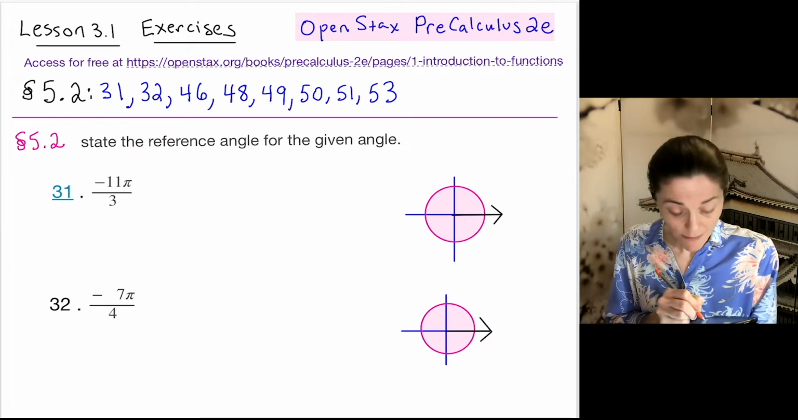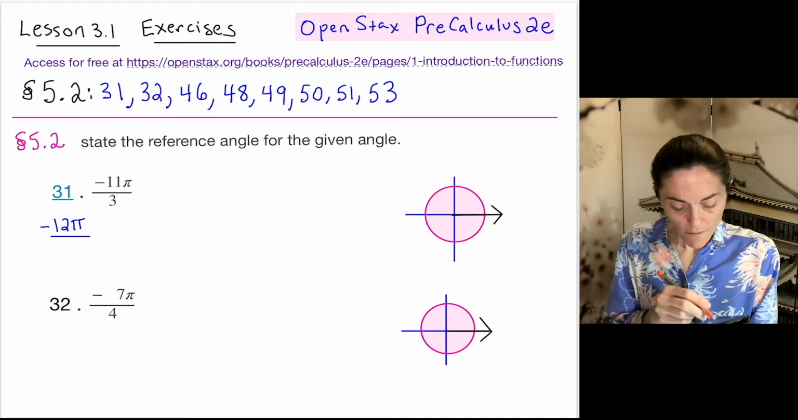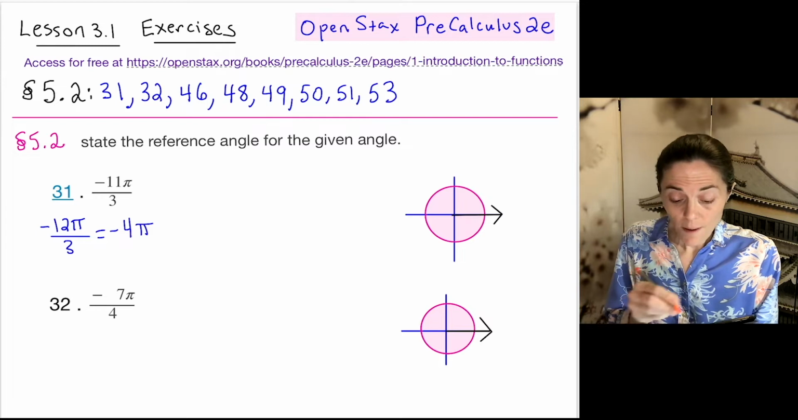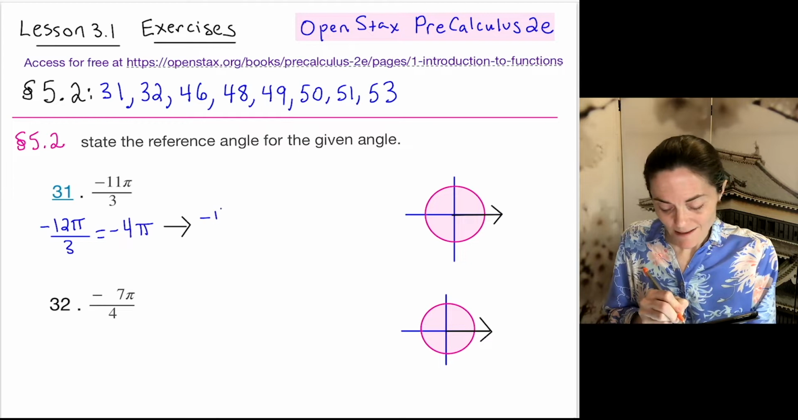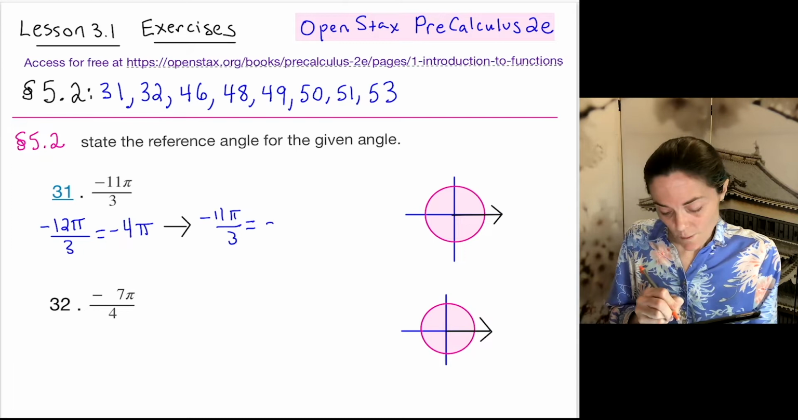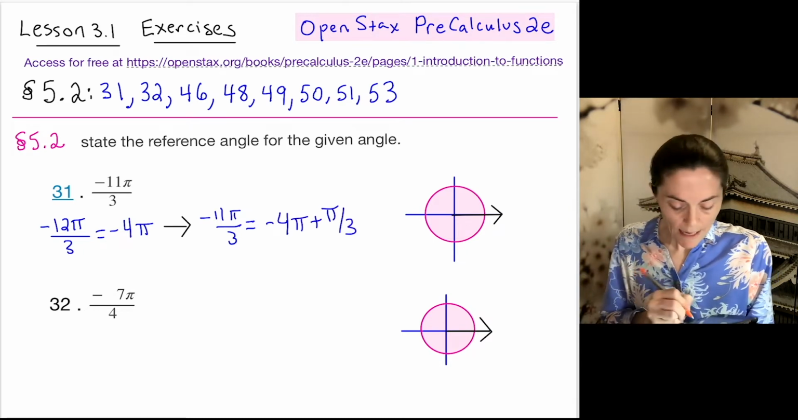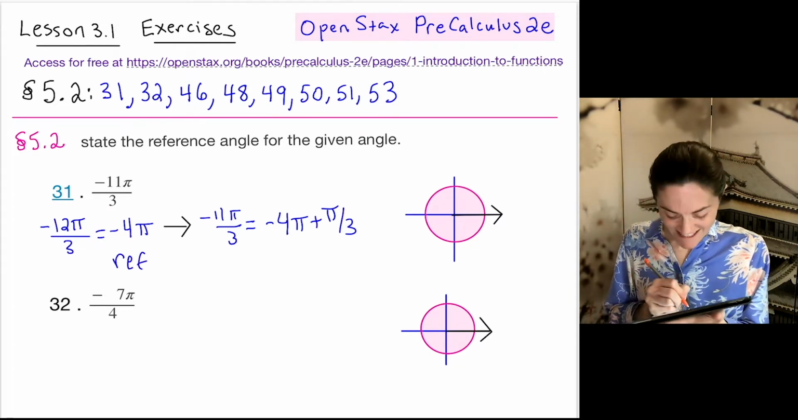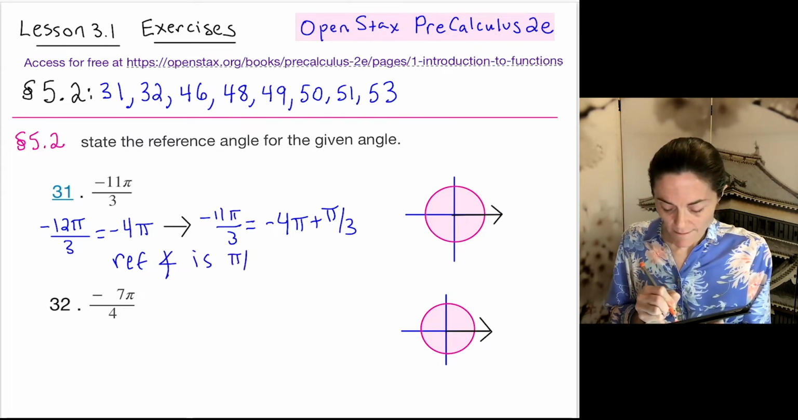Okay, very nice. Well, if I think about these before sketching, you notice that what's close to minus 11 pi over 3 is minus 12 pi over 3. Minus 12 pi over 3, this is negative 4 pi. From this, though, I can say something about my angle. I see that minus 11 pi over 3 is minus 4 pi plus pi over 3. Now, I will graph it in just a moment, but immediately I can write down the reference angle. The reference angle is pi over 3.